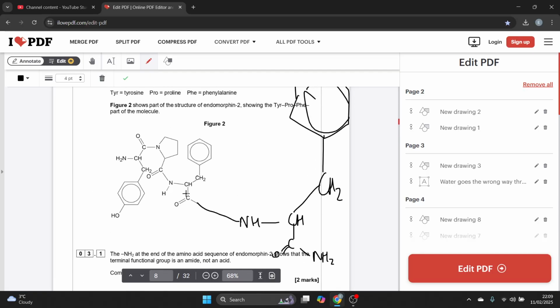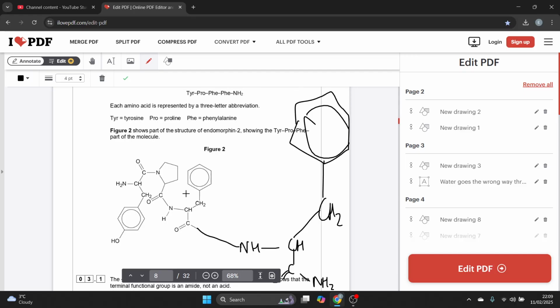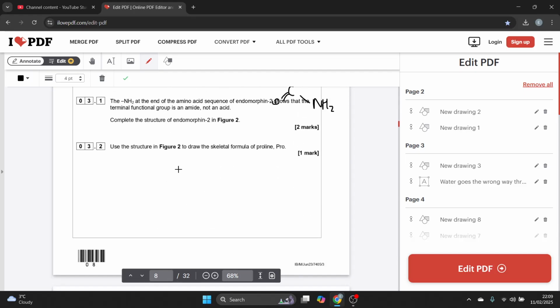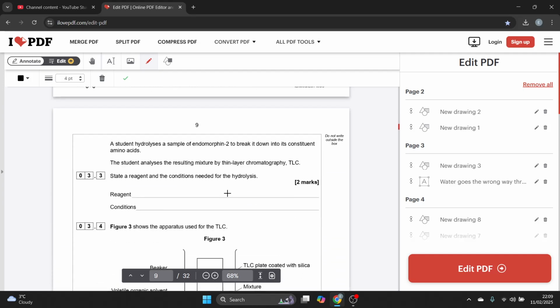Use Figure 2 to draw the skeletal formula of proline, Pro. The skeletal formula of proline, well, it's going to look something like, okay, NH here, and you've got this here, that there, OH.